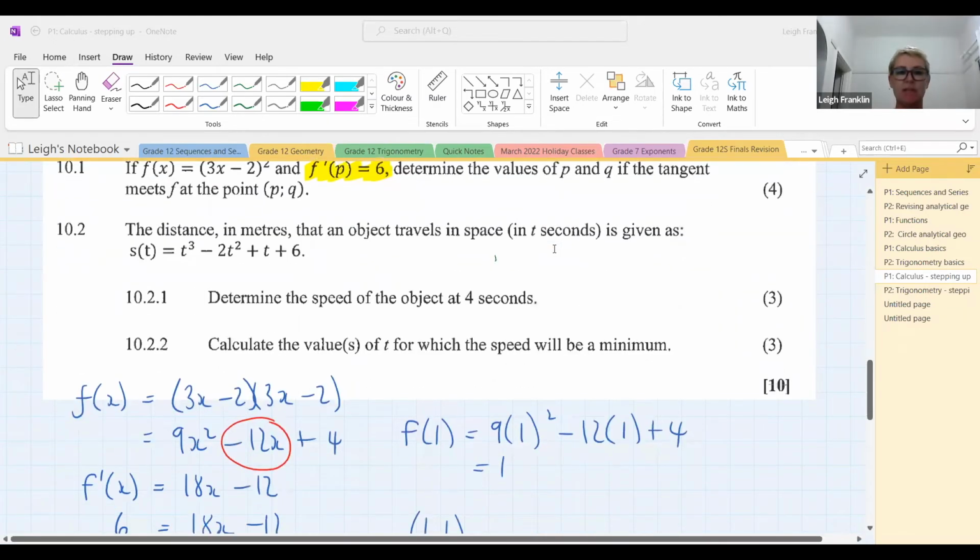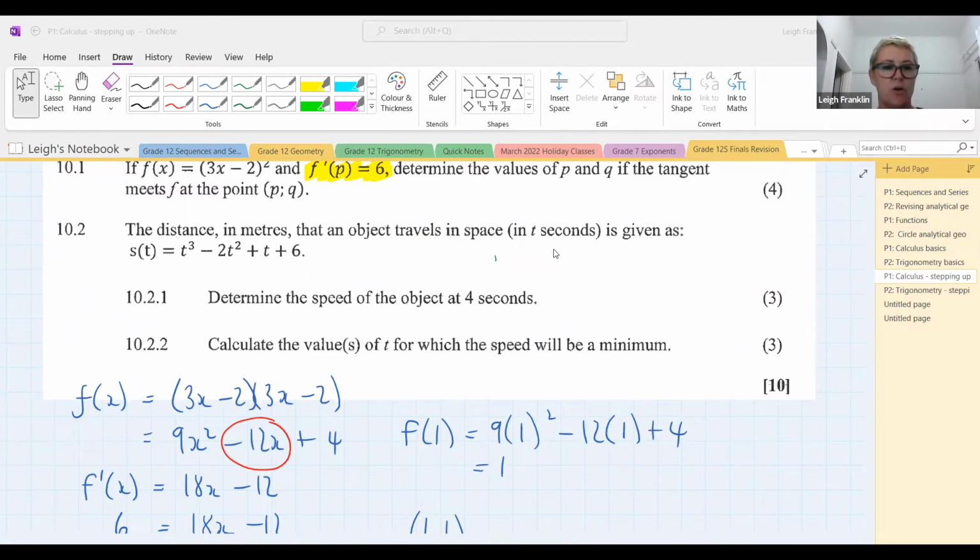The distance in meters that an object travels in space in t seconds is given as s of t equals t cubed minus 2t squared plus t plus 6. The first thing that they want us to do, oh, hang on a second, Cassandra, you're asking something.